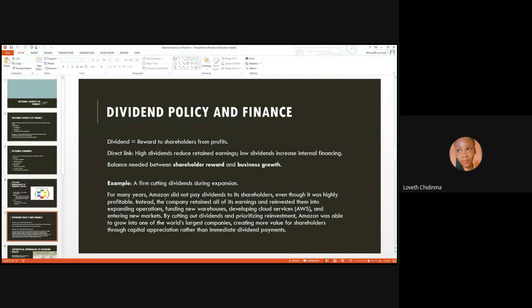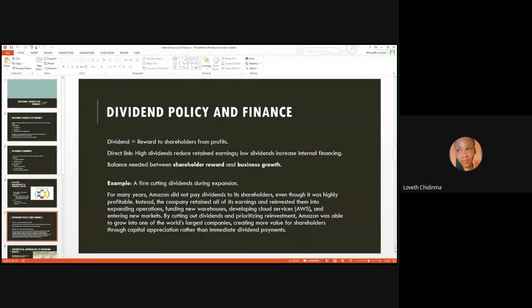So for example, we have a firm that cuts dividends during expansion. For many years, Amazon did not pay dividends to its shareholders, even though it was highly profitable. Instead, the company retained all its earnings and reinvested them into expanding operations, funding new warehouses, developing cloud services, and entering new markets. By cutting out dividends and prioritizing reinvestment, Amazon was able to grow into one of the world's largest companies, creating more value for shareholders through capital appreciation rather than immediate dividend payments.